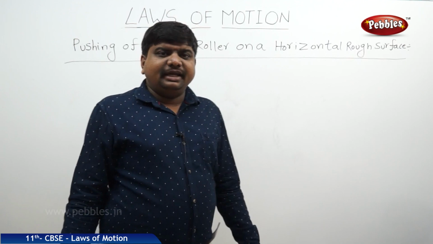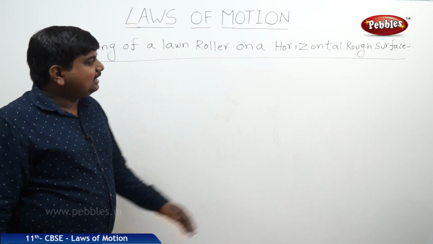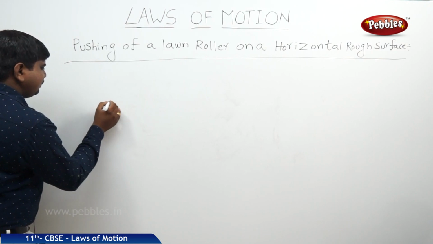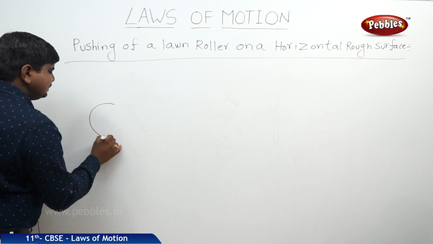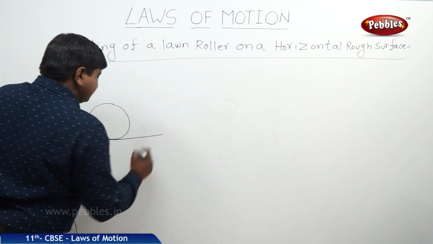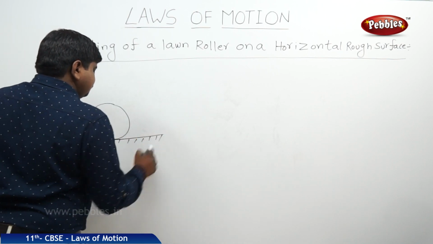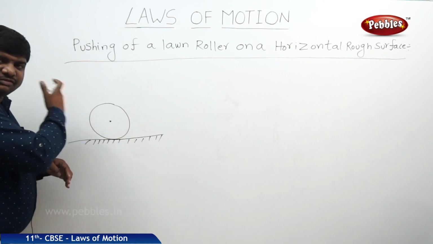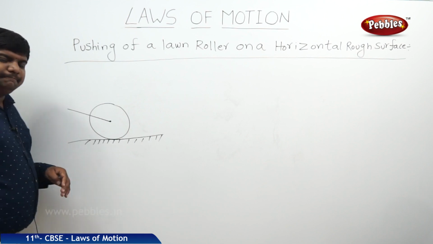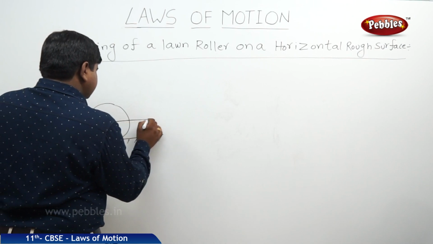The next concept is pushing of a land roller on a horizontal rough surface. This is the net amount of force required to push a land roller which is on the rough surface. The free body diagram is like this. This is the land roller wheel which is placed on a rough horizontal surface. We should push this wheel. So to push, the handle will be like this. We can understand the situation like this.